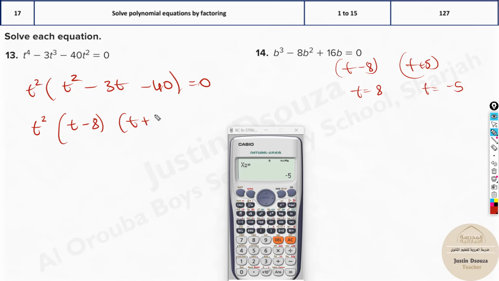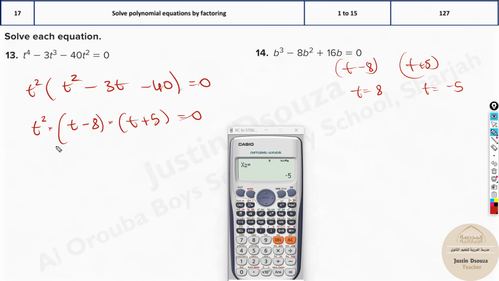So over here you need to write t plus 5 is equal to 0. Now equate all these to 0. Now if you're thinking why I'm equating everything to 0, now look at this. This is a single term multiplied with this, isn't it?